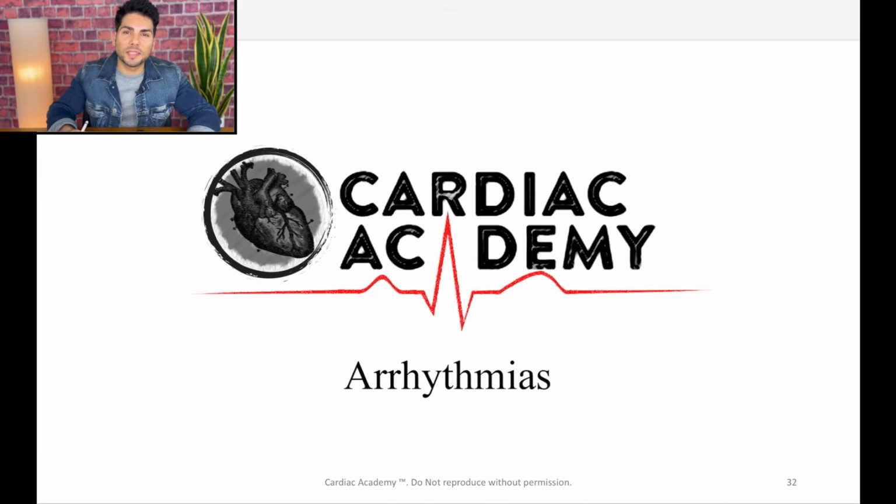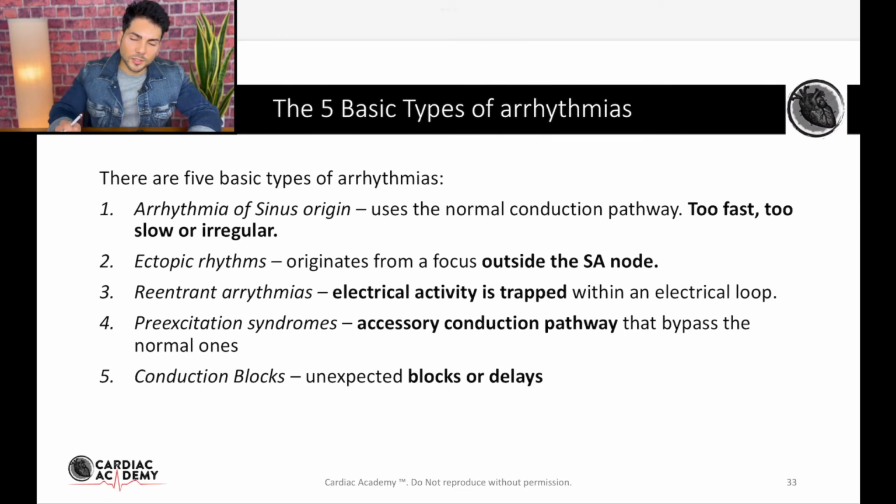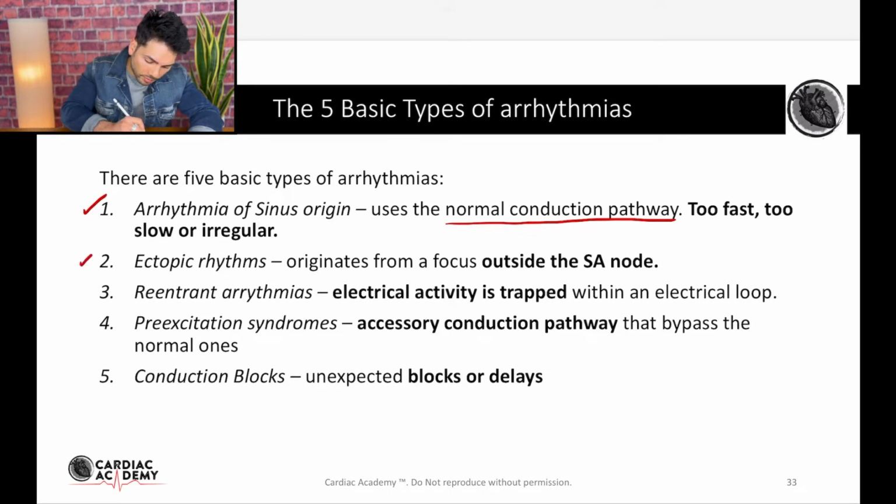Let's shift into arrhythmias. So there are 5 basic types of arrhythmias. The first one we're going to be discussing are arrhythmias of sinus origin. And this type of arrhythmia uses the normal conduction pathway, and they can either be too fast, too slow, or irregular. Next, we have ectopic rhythms.